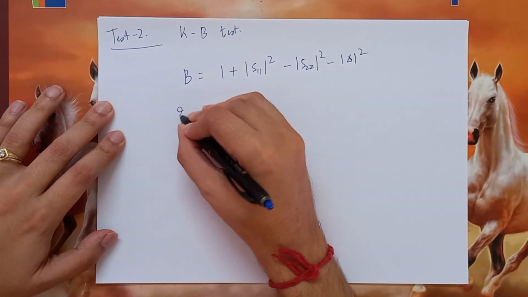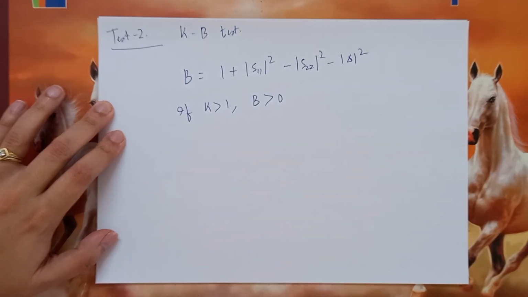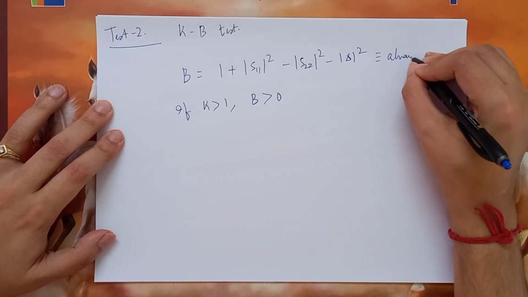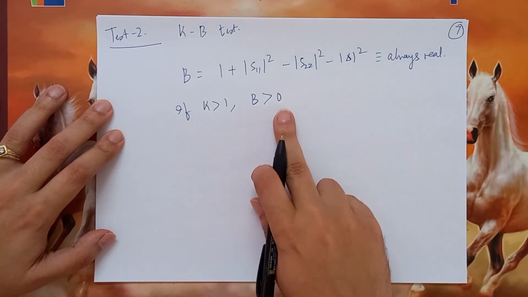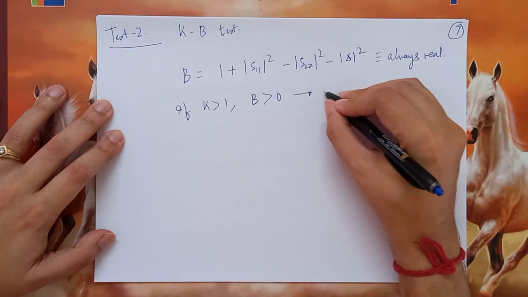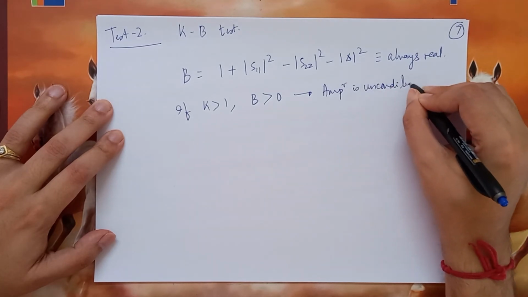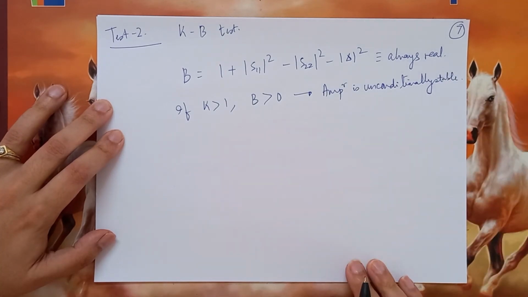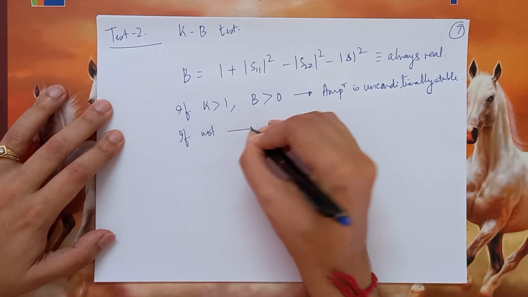So they say if K is more than 1 and this B is positive, again this is a real quantity. If K is more than 1 and B is positive or more than 0, then the amplifier is unconditionally stable. Else, it is potentially unstable.